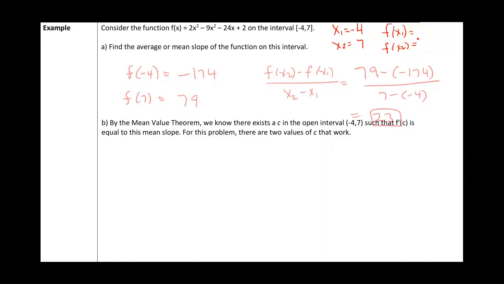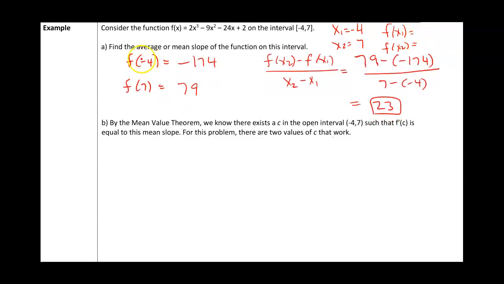So if I plug these in, f of x1, that's f of -4, is -174. Just plug this into Desmos or any calculator. f of 7 is 79. So my f of x1 is -174, and my f of x2 is 79. Let me put a little box around this since it's getting close. From there, I just do y2 minus y1 over x2 minus x1, and I get that the slope is equal to 23.